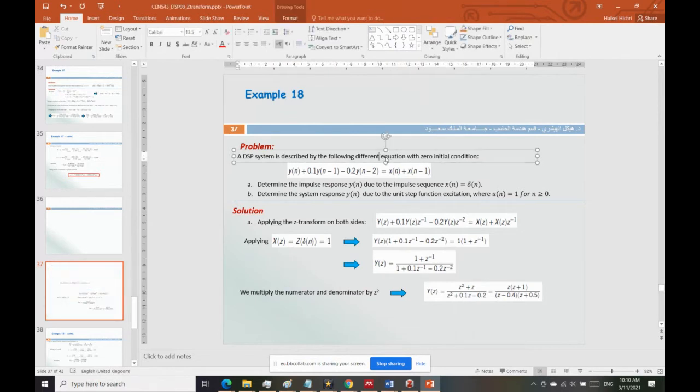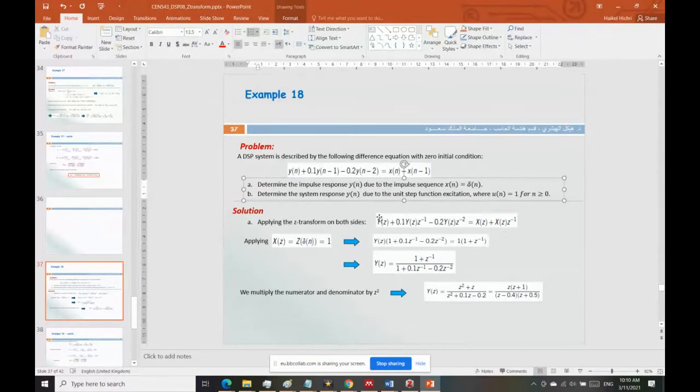This is a difference equation, it has nothing to do with a differential equation. Well, it has a distant relation, because a differential equation is continuous, and this is discrete. So starting from a difference equation, how can we solve the difference equation to find y exactly, or how can we also find the impulse response or others, using the Z transform.